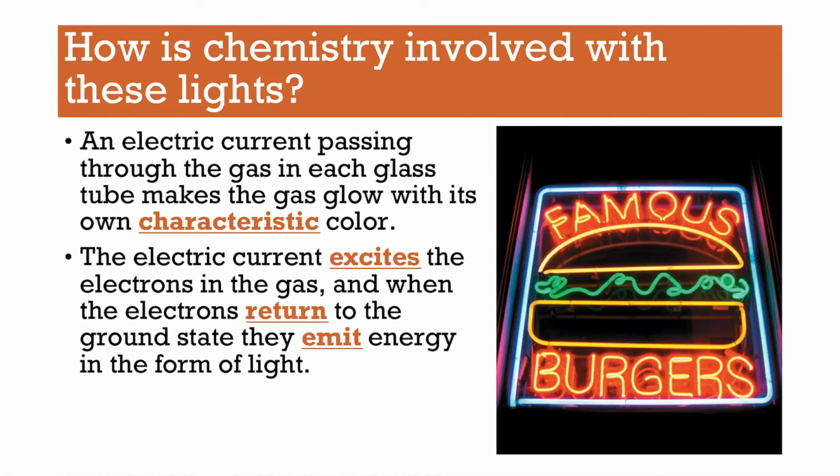If we're talking about the chemistry involved in lights, like neon lights, there are electric currents passing through the gases that excite the electrons and make each gas glow a specific color. Again, the colored light that you see is the light that's released after an excited electron falls back to its ground state.